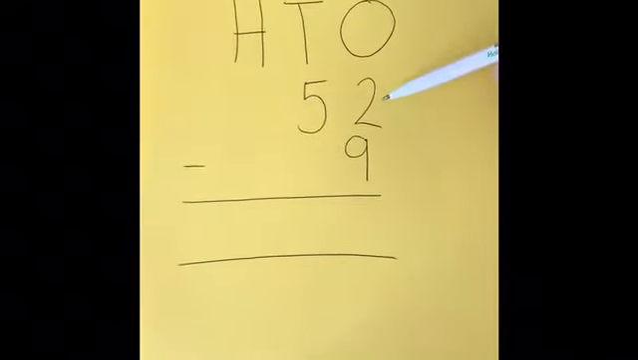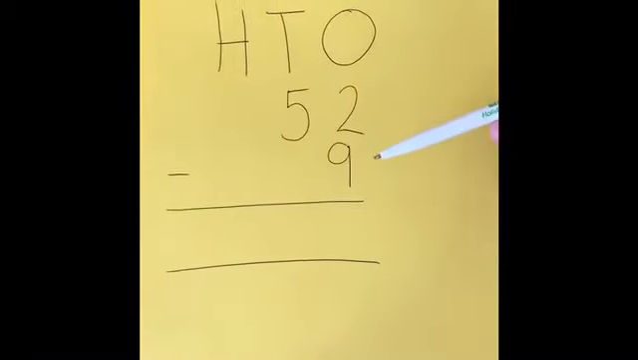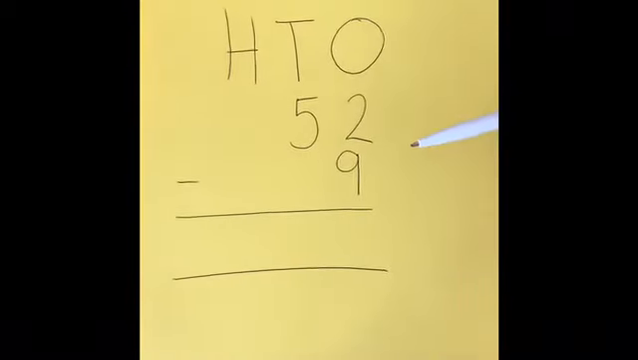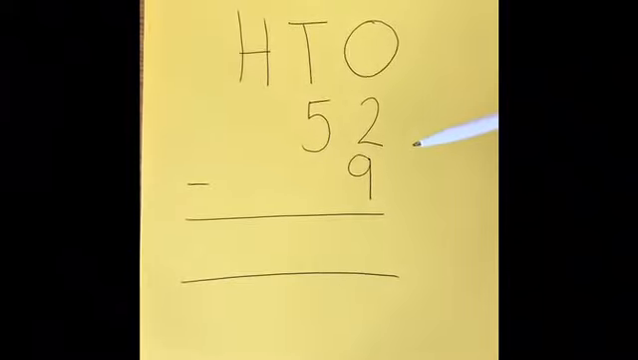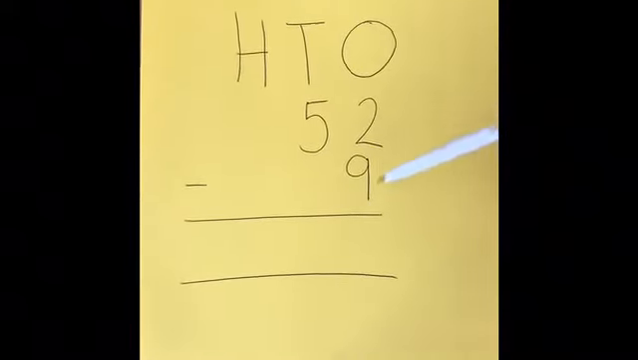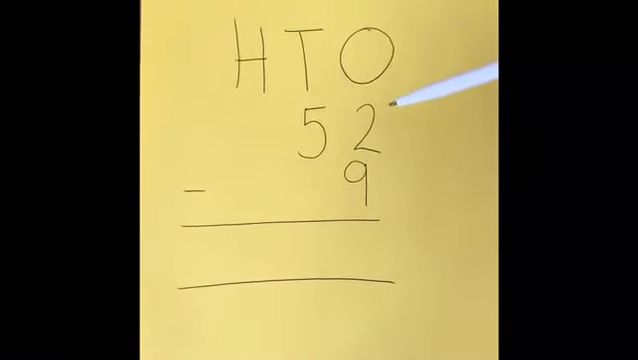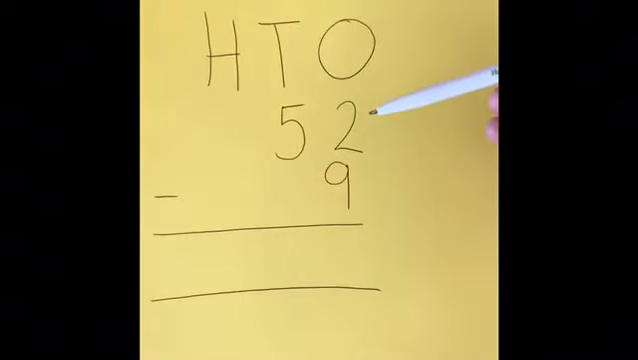So first of all I have to do 2 subtract 9. Now I can't do that. And a common misconception is that children look at this and think, oh, 9 take away 2, that must be 7. You must always start with the top number. Now if you can't do it, we need to regroup.